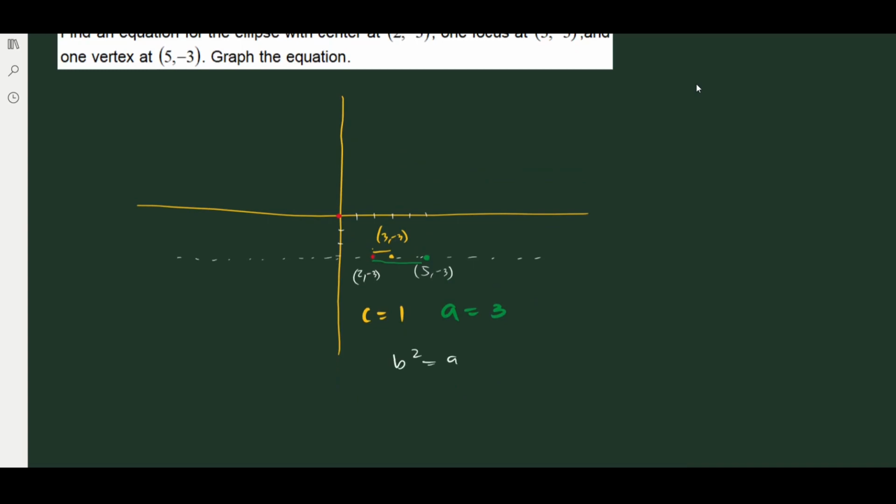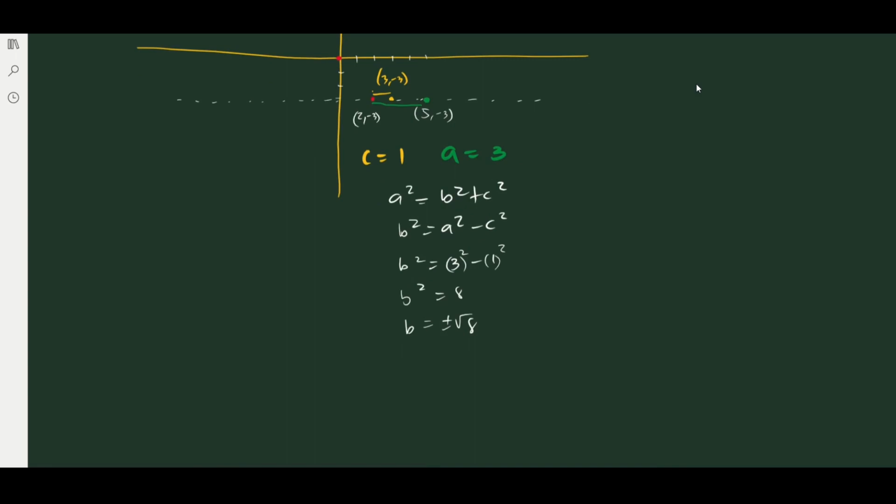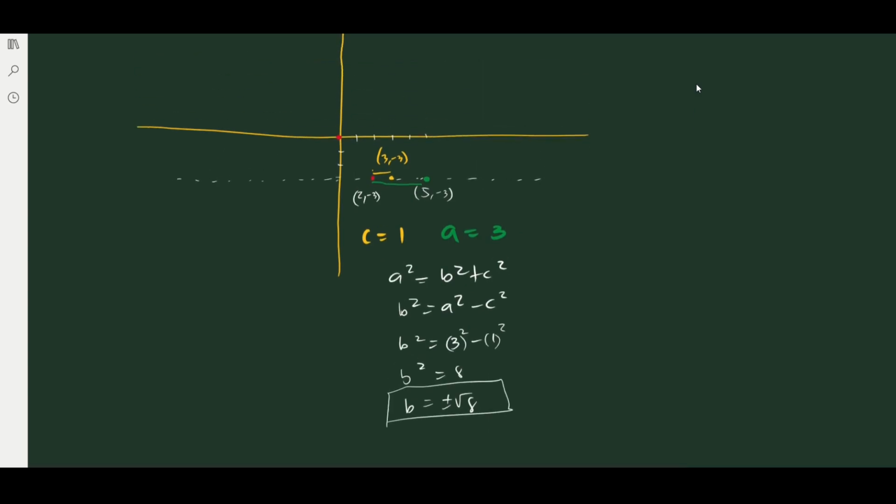Let's write the original one first. a squared is equal to b squared plus c squared. If we want to find b squared, it is equal to a squared minus c squared, right? If we substitute, we get b squared is equal to 3 squared minus 1 squared. So you will get b squared is equal to 8, and then b is equal to square root of 8, or 2 square root of 2. Whichever one of those you use. Okay, so we have our b right now.